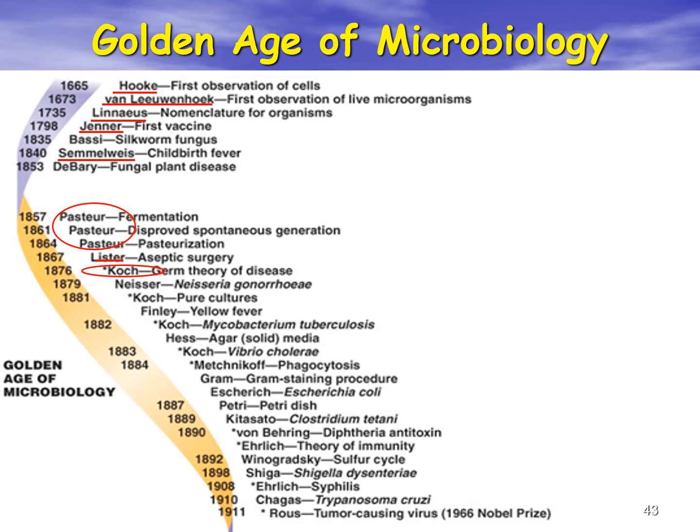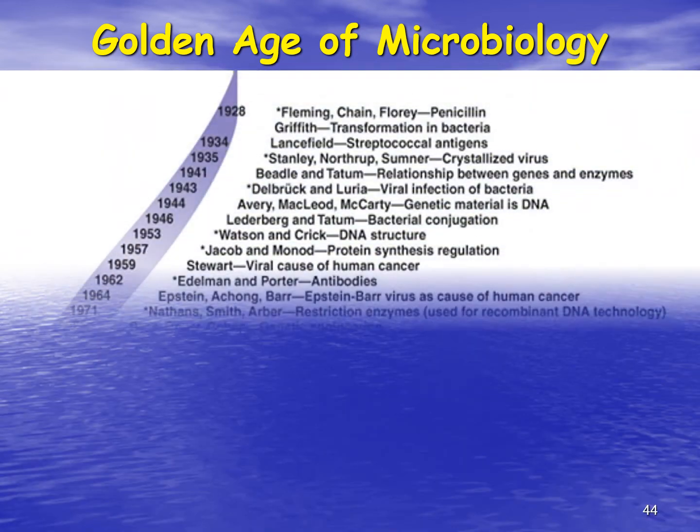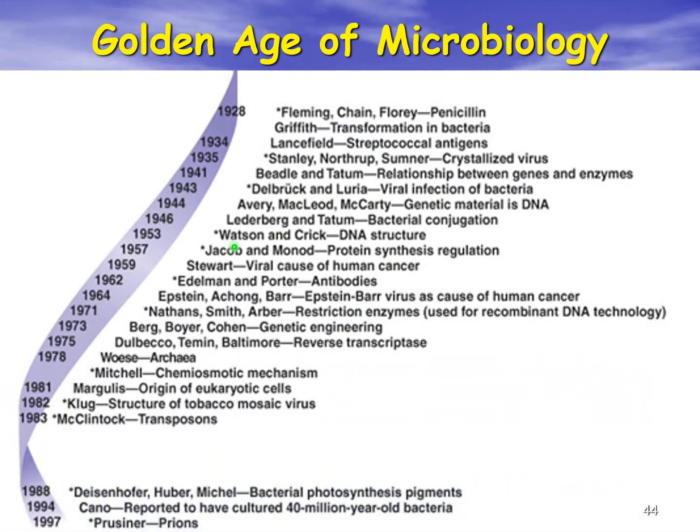Koch, also a big name. He was the one who came up with the germ theory of disease, linking a specific microbe to a specific disease. And continuing on into the 20th century, Watson and Crick said in 1953, this is what we think DNA looks like at a molecular level. And then Woese in 1978 was the one who divided the prokaryotes into bacteria and the archaea and came up with the three-domain system that we still use today.